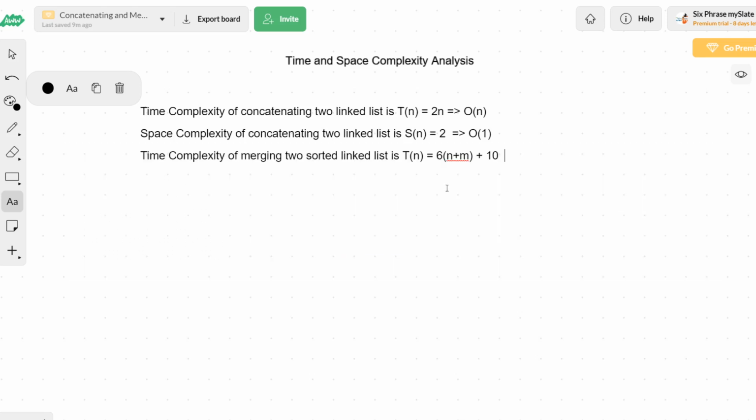From this equation we will be taking only that n plus m term which has the highest degree. So the time complexity is order of n plus m, which can also be called a linear time solution. m is the total number of elements in the second list, and n is the number of elements in the first linked list. Because we are visiting all the elements of both lists, this is the time complexity.